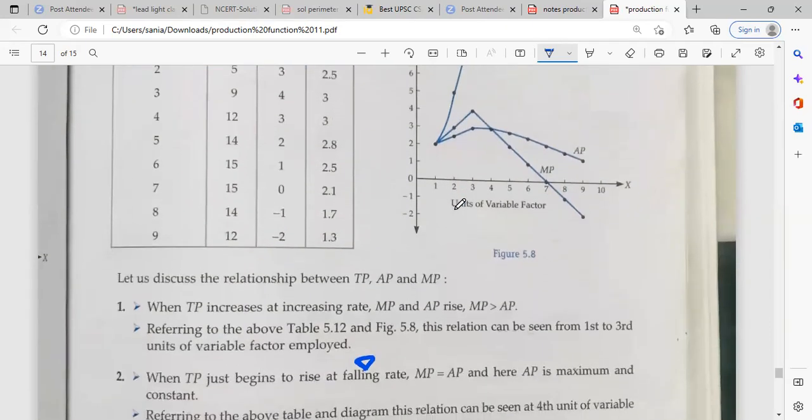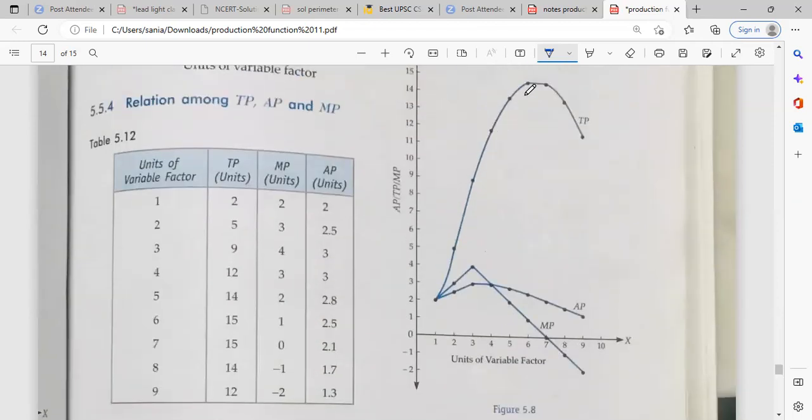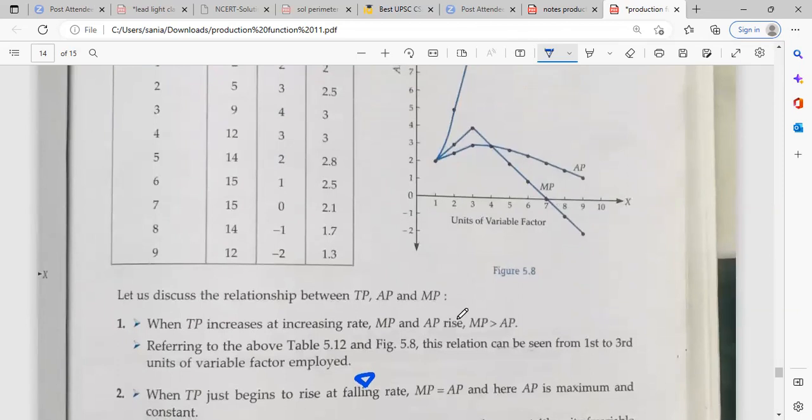Coming to the second one, it is when TP just begins to rise at a diminishing rate. Now you can say that TP is increasing but at a diminishing rate, right? Over here you can see this point, MP is equal to AP. And here AP is maximum and constant. When AP is equal to MP, at that time AP is maximum and constant, and after this AP will start falling. That's why it is maximum.